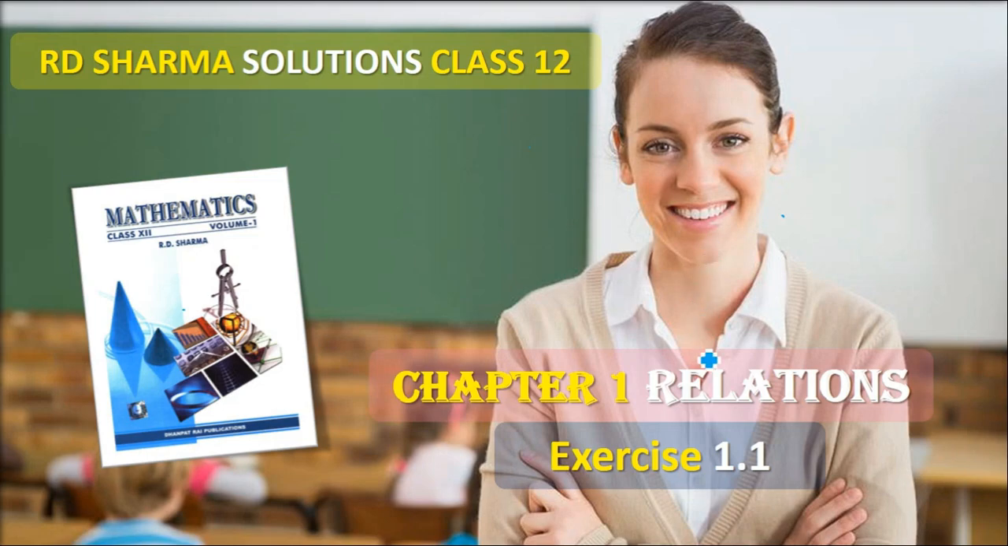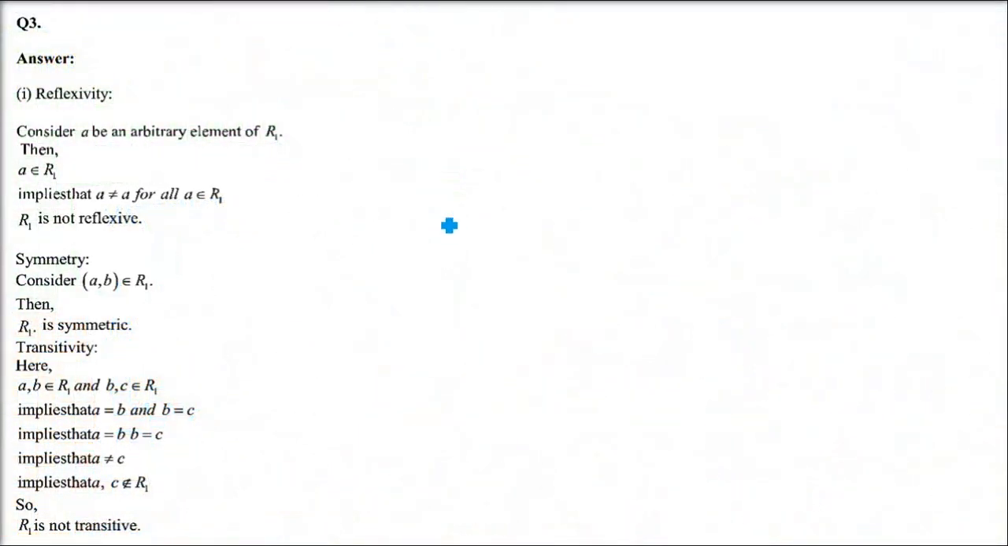This is R.D. Sharma Solution, Class 12, Chapter 1, Relations, Exercise 1.1. So, this is question number 3. Test whether the following relations R1, R2, R3 are reflexive, symmetric, transitive. We have to find out for all these; there are 3 subparts here. So, the first one I am taking right now.